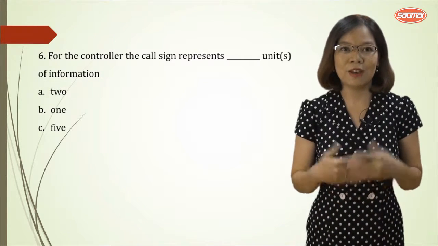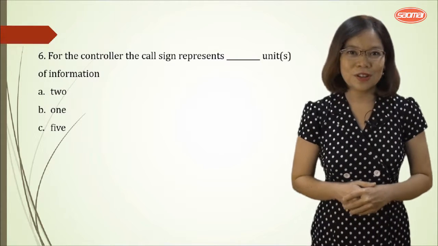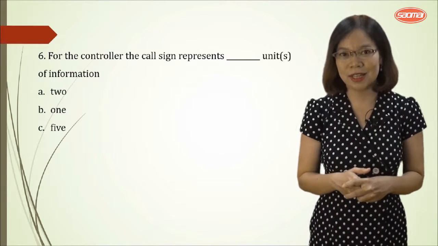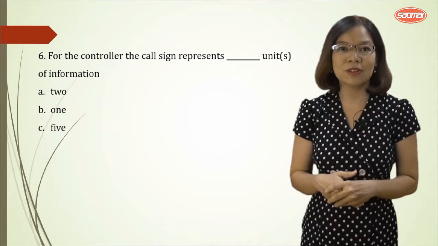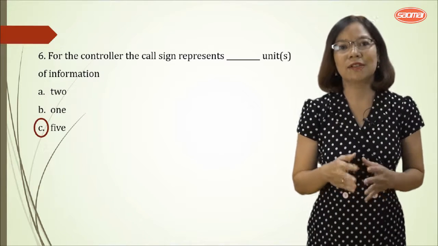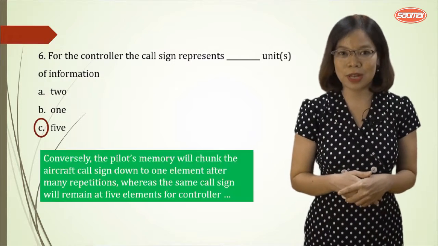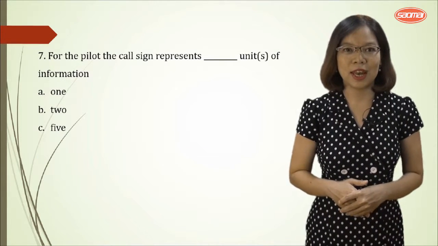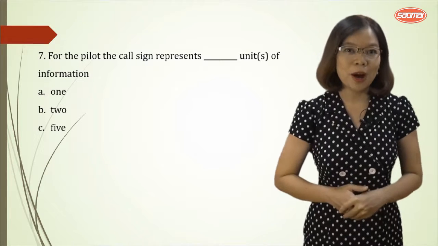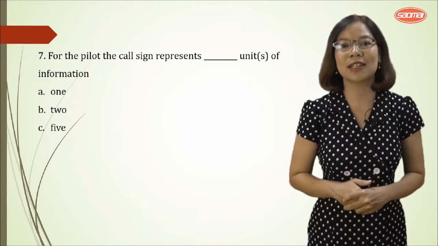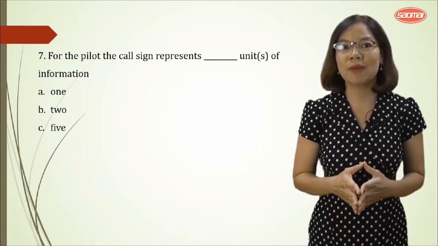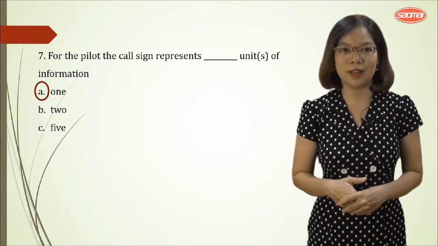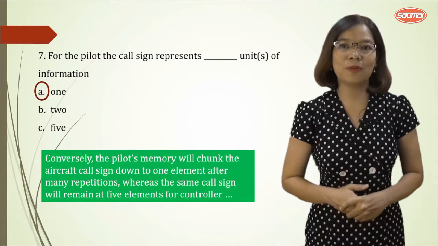Okay, so we have number 6. For the controller, the call sign represents... Earlier we discussed the number 5, 5 elements. And here we also choose 5 units. The evidence is here. And how about number 7? For the pilot, the call sign represents... And do you remember the correct number? It's the number 1. Okay, and you can find the information here.